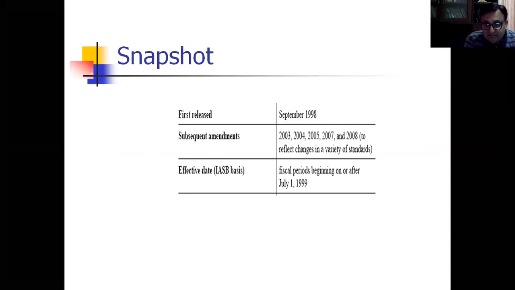IAS 37 was first released in September 1998. According to requirements, a number of amendments were made in 2003, 2004, 2005, 2007, and 2008 to reflect changes in a variety of other standards, because this standard deals with many other standards also. The effective date of implementation as per the International Accounting Standards Board is fiscal periods beginning on or after July 1, 1999. So financial statements prepared after July 1999 will treat provisions and contingencies as per the requirements of IAS 37.